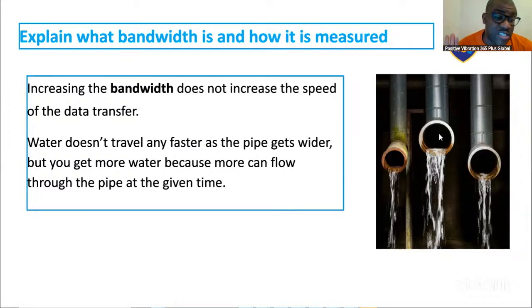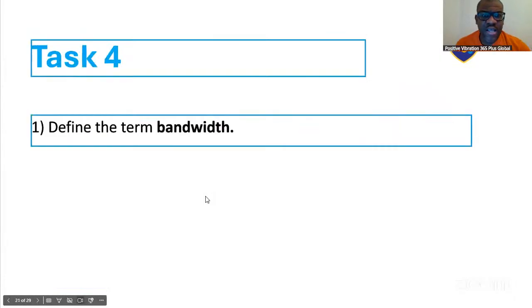But what it does is allow for more water to pass per second, which then allows for the filling of the container much faster. So there is a relationship between speed and bandwidth, but they are not the same thing. Water doesn't travel any faster as the pipe gets wider, but you get more water because more can flow through the pipe at a given time. Hopefully that's clear. All right.